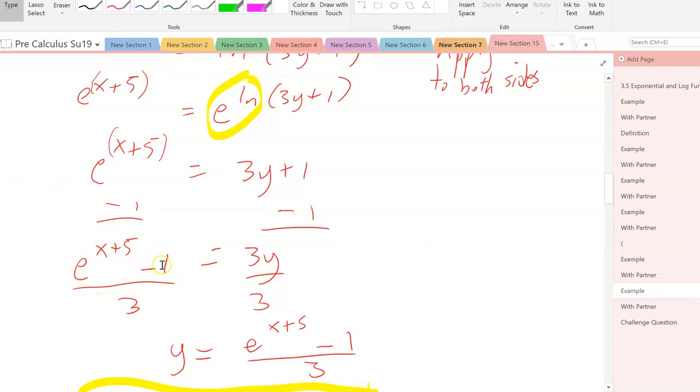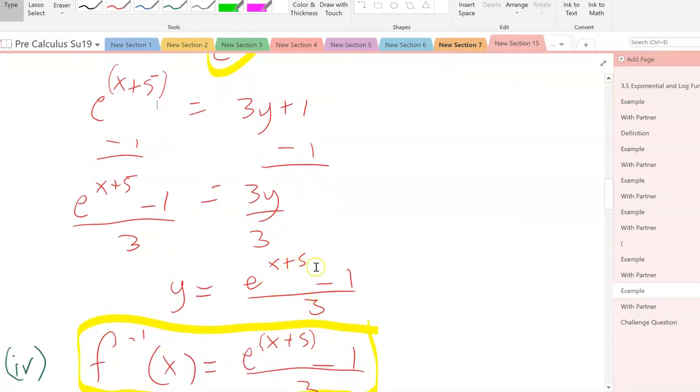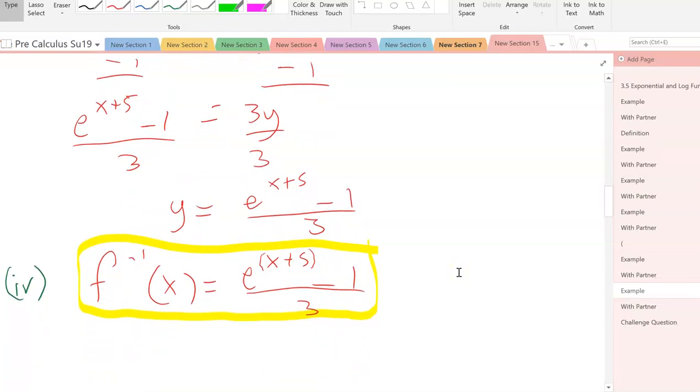Doing some more algebra, we subtract 1 from both sides. We have e to the x plus 5 minus 1 is equal to 3y. Then we're trying to get y by itself, so we divide both sides by 3. So y is equal to e to the x plus 5 minus 1 over 3. The final step, which you must do, is replace your y with f inverse of x. We just replace wherever we see y with f inverse of x for notation purposes. And so f inverse of x is equal to e to the x plus 5 minus 1 all over 3.